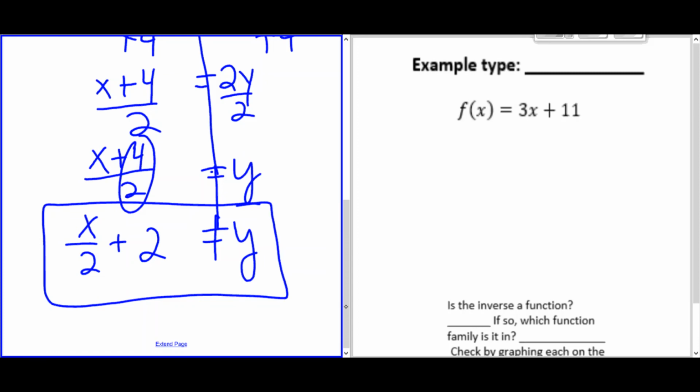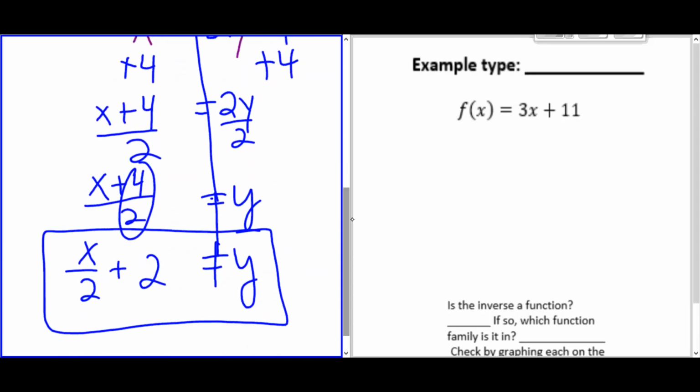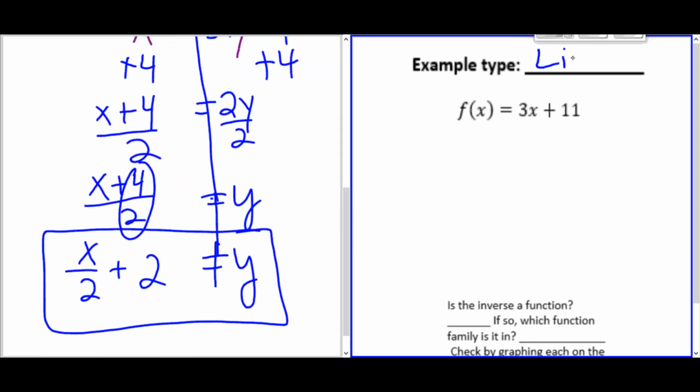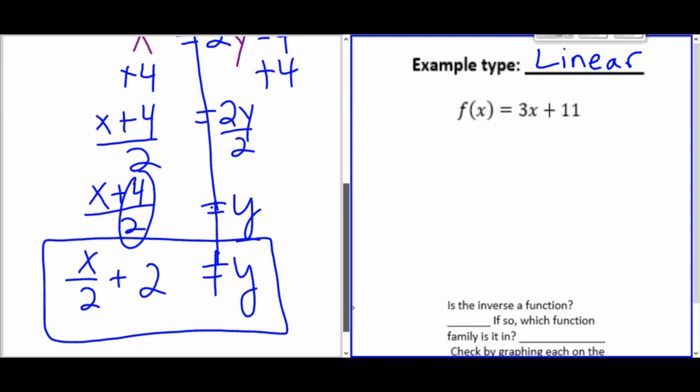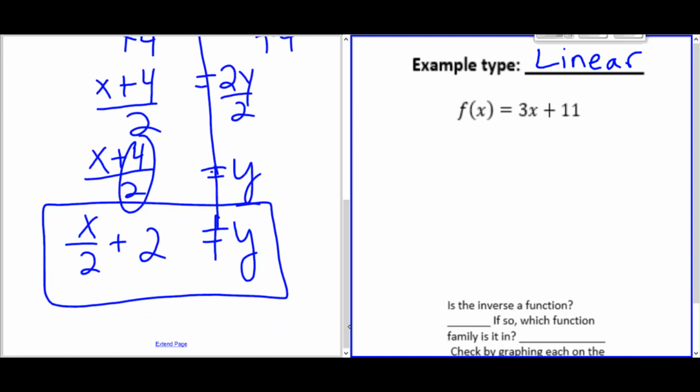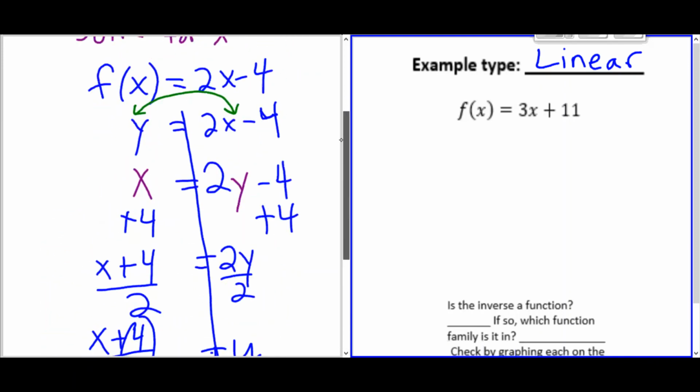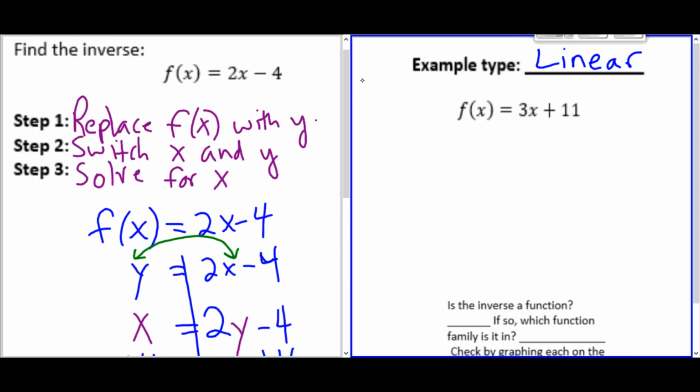Okay, so here's another example, very similar to what I did here. This example is linear. So I got f of x equals 3x plus 11. So remember, I'm going to scroll up on the left side. So remember, your steps are there. So first replace f of x with y. So y equals 3x plus 11. Switch x and y. So I'm going to switch my x and my y.